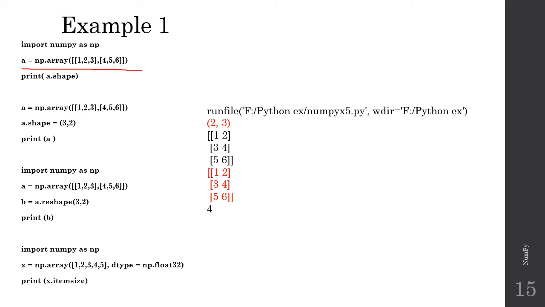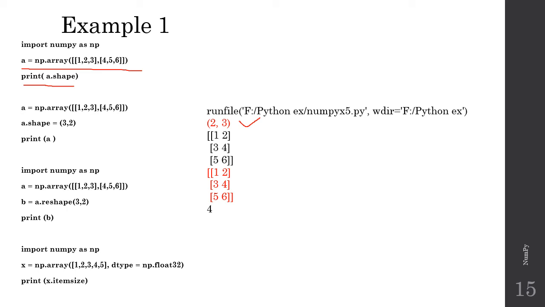See, the object is a two-dimensional array with two rows and three columns. In the next statement we have asked Python to print the shape of the array. a.shape will print the dimension or shape of the array. It's a 2 by 3 matrix, so the shape is (2, 3): two rows and three columns.